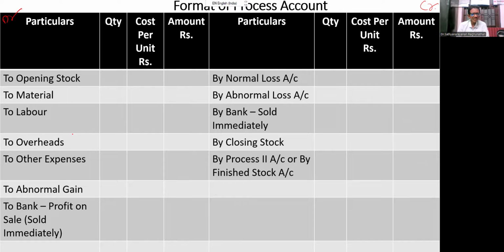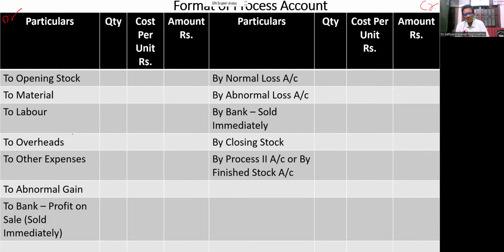So labor means you are giving wages for the labor. Okay, so debit all the expenses and losses. Overhead is an expense. Debit all the expenses and losses. Other expenses, debit all the expenses and losses. And then coming to the credit side, the right hand side, by normal loss account.